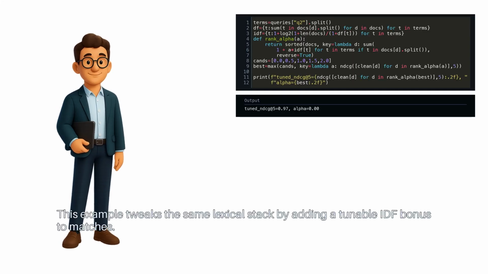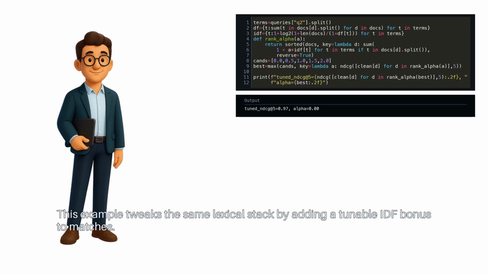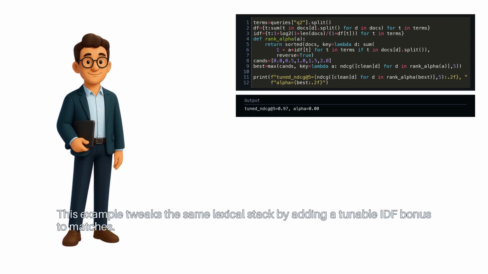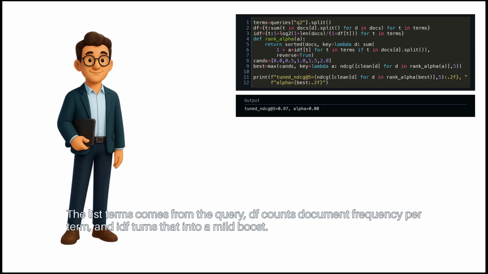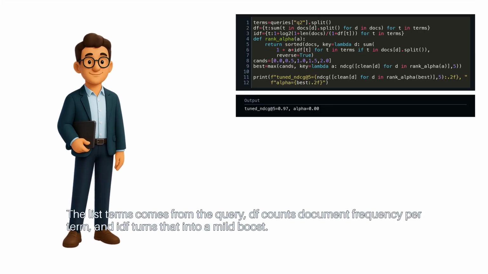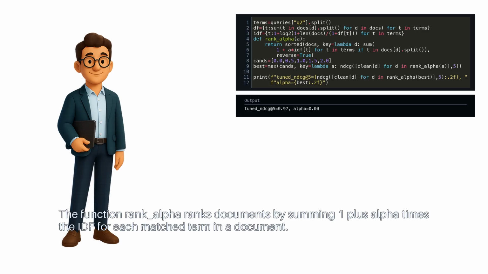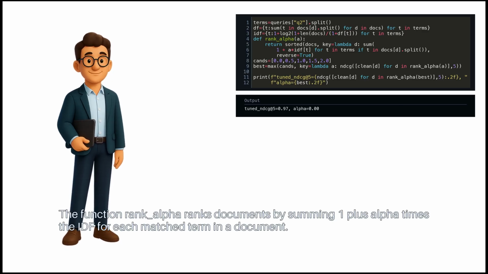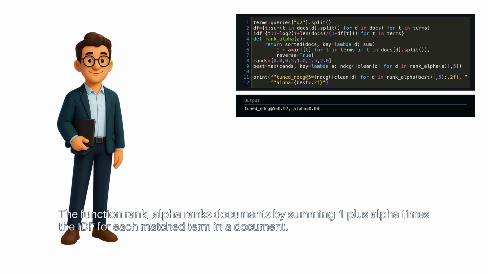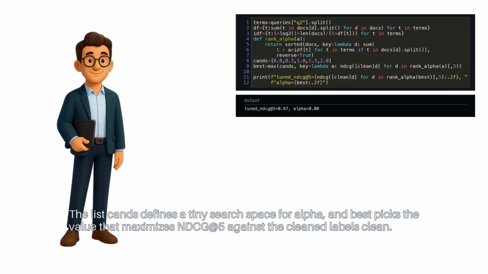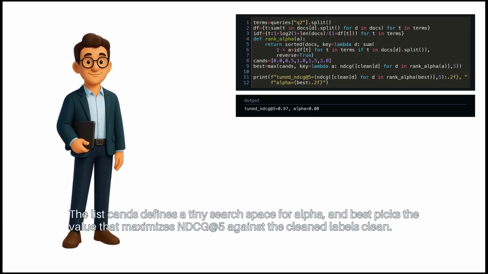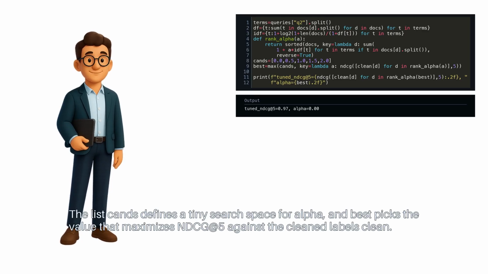This example tweaks the same lexical stack by adding a tunable IDF bonus to matches. The list terms comes from the query. DF counts document frequency per term, and IDF turns that into a mild boost. The function rank alpha ranks documents by summing 1 plus alpha times the IDF for each matched term in a document. The list cands defines a tiny search space for alpha and best picks the value that maximizes NDCG at 5 against the cleaned labels clean.